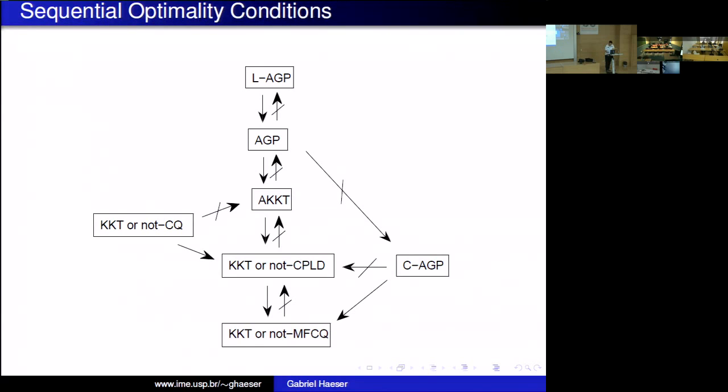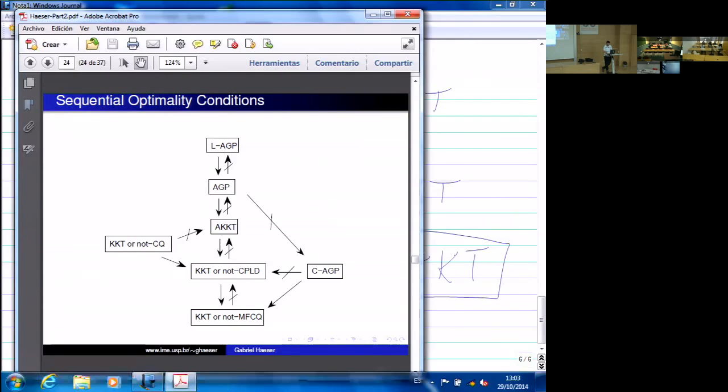So we see that if I have an algorithm that generates AGP points, these points will also be approximate KKT points. And if I have a local minimizer, it will be an AGP point, but the set of AGP points is smaller than the set of AKKT points. So they give better optimality conditions.